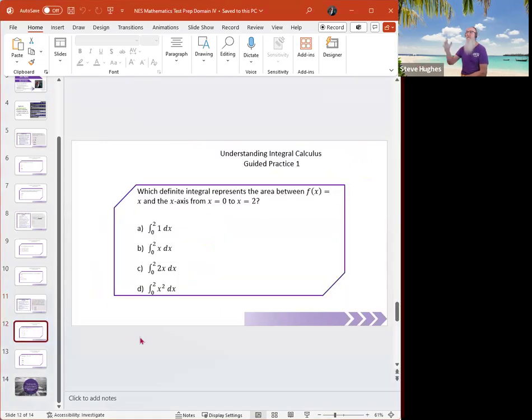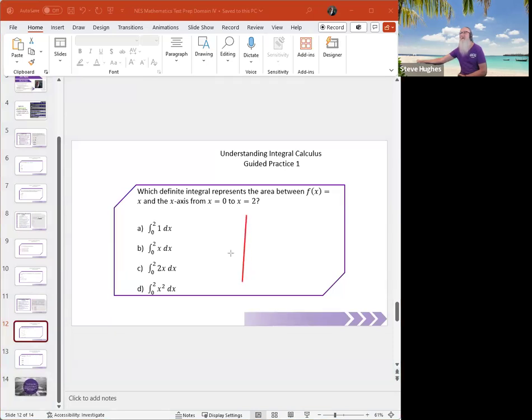All right, next question. Which definite integral represents the area between f of x equals x and the x-axis from x equals 0 to 2? First thing you want to do here is draw yourself a picture. Okay, that's the key takeaway here. Draw a picture.